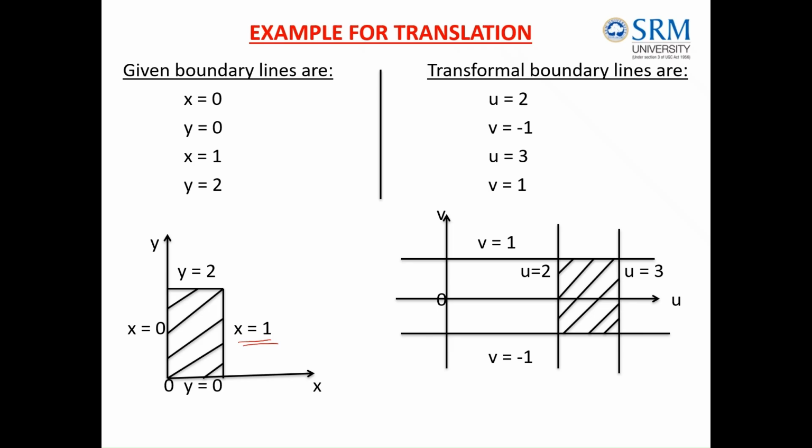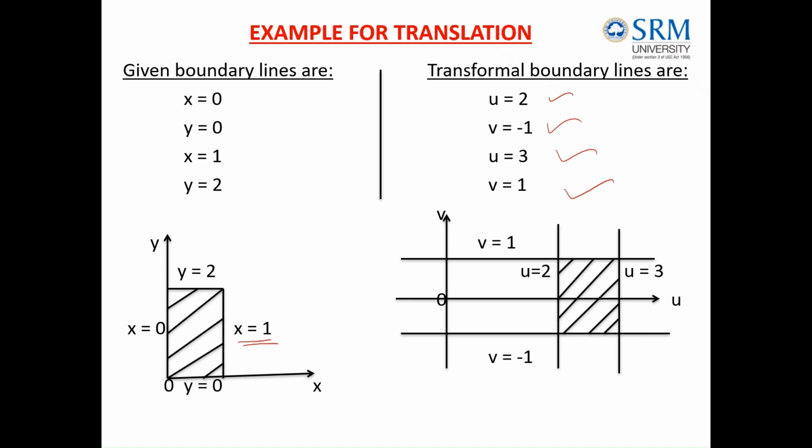Then the image of this rectangular region is u equal to 2, draw that u equal to 2 line which is parallel to the v axis, then v equal to minus 1 parallel to the u axis, likewise u equal to 3 and v equal to 1. So we are getting a rectangular region here, and if you see the image, it is moved from the origin to somewhere else. It is according to the transformation given, the image has been moved.